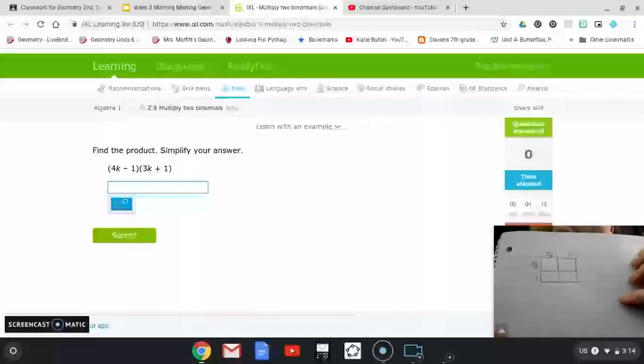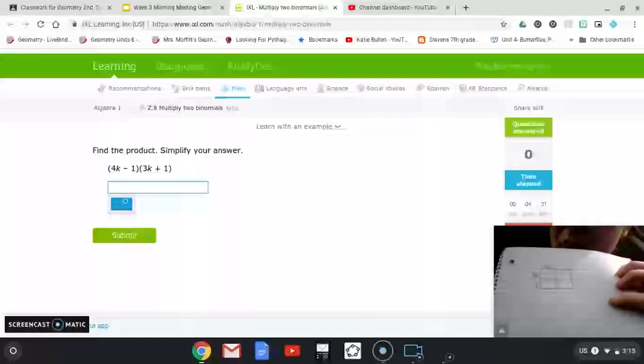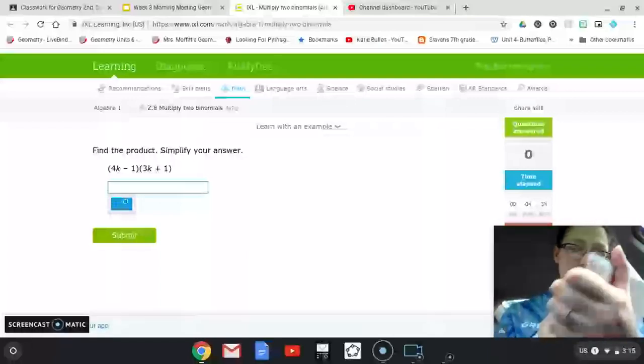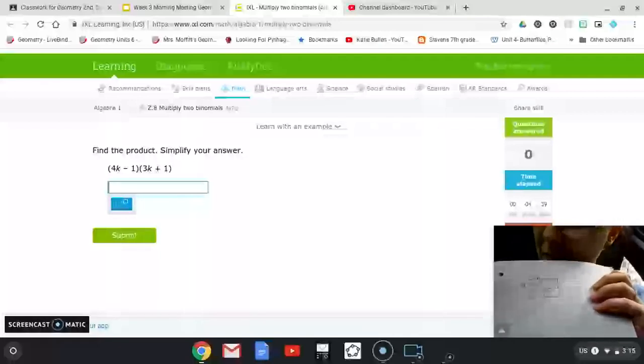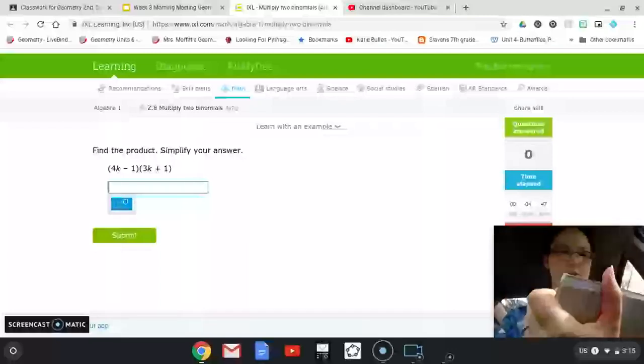Now, if I want to find the area of each of these little boxes, I'm just multiplying length times width, right? So 4k times 3k, well, 4 times 3 is 12. K times k gives me k squared. So in this first box, I'm going to put 12k squared. Then in this next box, this one would be 1 times 4k, so 4k times 1 is just 4k.